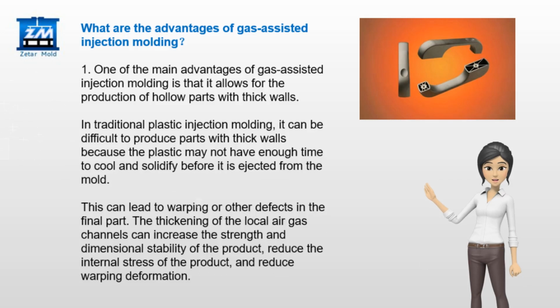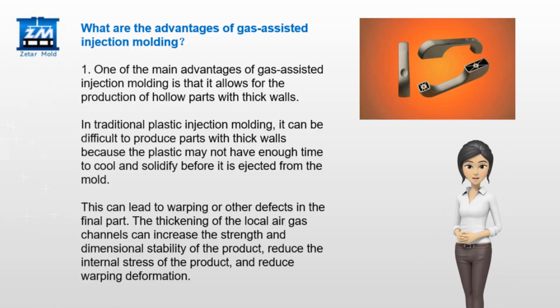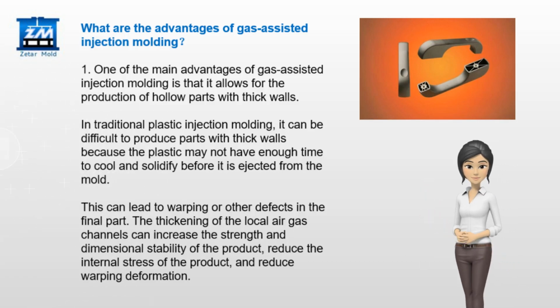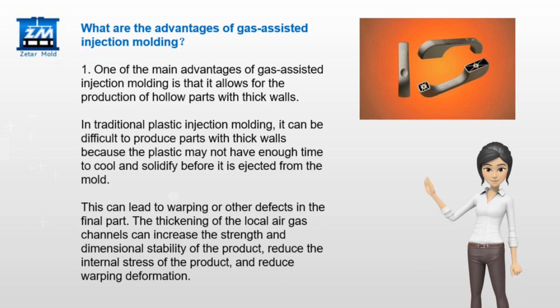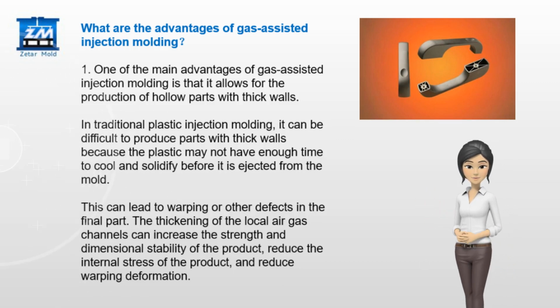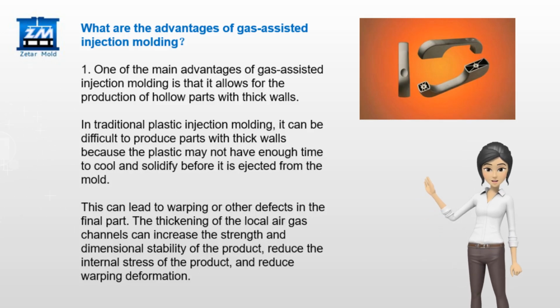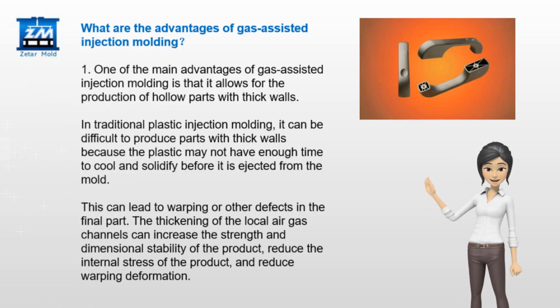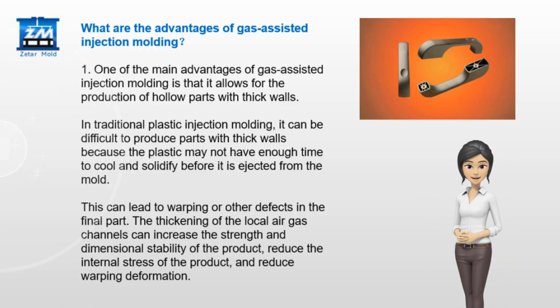What are the advantages of gas-assisted injection molding? One of the main advantages of gas-assisted injection molding is that it allows for the production of hollow parts with thick walls. In traditional plastic injection molding, it can be difficult to produce parts with thick walls because the plastic may not have enough time to cool and solidify before it is ejected from the mold. This can lead to warping or other defects in the final part.